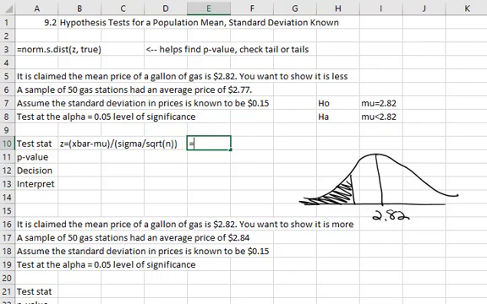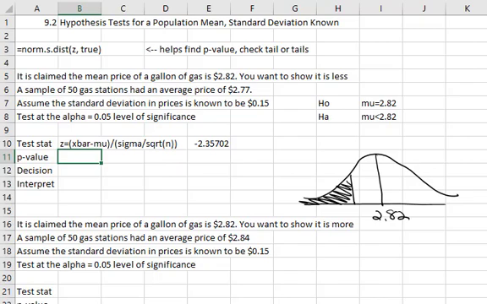So if we do that for this situation, we can say equals, open a parentheses, x bar, the 50 gas stations had an average of 2.77, minus mu, the hypothesis says it's 2.82, divided by, open a parentheses for the denominator, the standard deviation of the population is 0.15, divided by the square root, SQRT, open a parentheses, of the sample size of 50. Close the parentheses on the square root, close the parentheses on the denominator, and we hit enter, and we find our z-value is negative 2.35702.